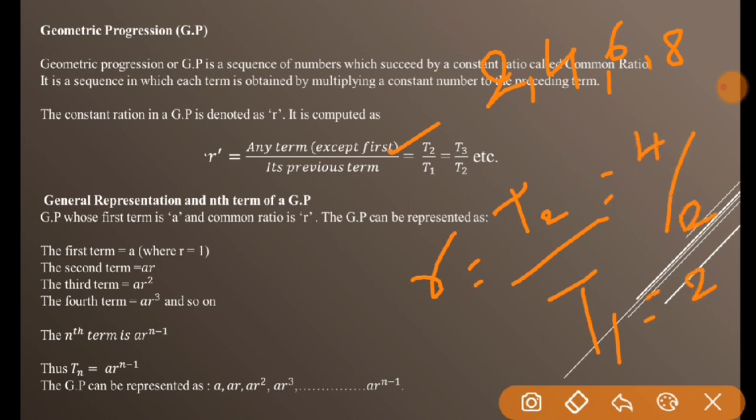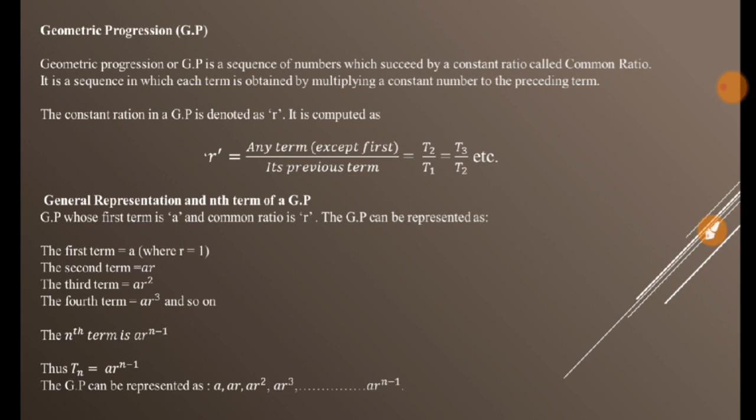Same way if you are considering T3 and T4, T4 by T3. So 8 by 6, so you are getting 2 only. You have to get 2 only, okay? So that is how you have to calculate the common ratio.